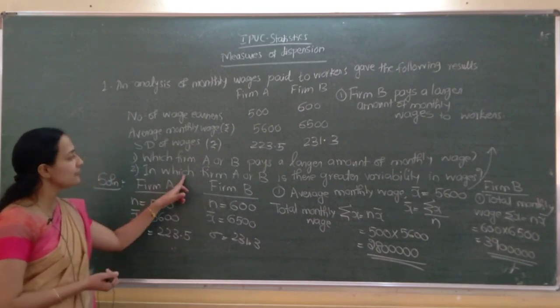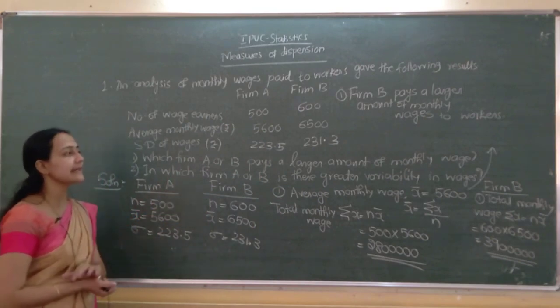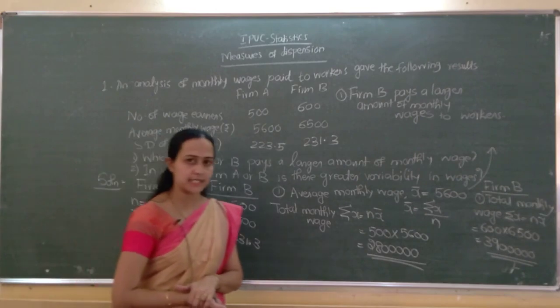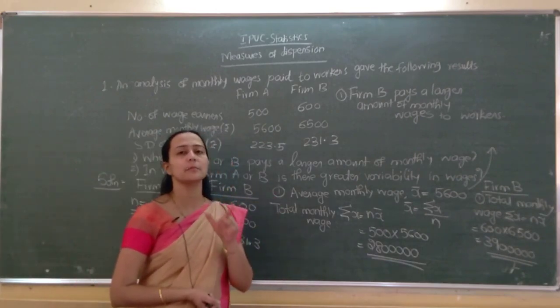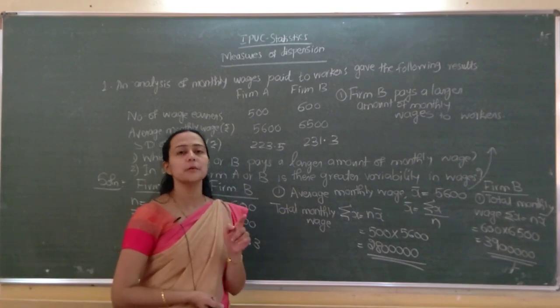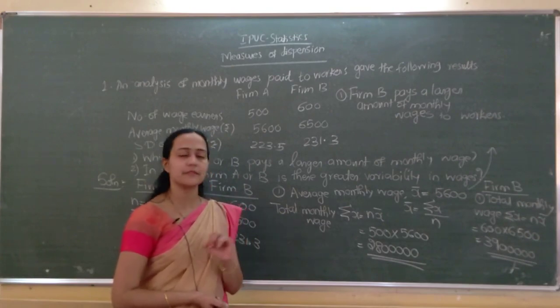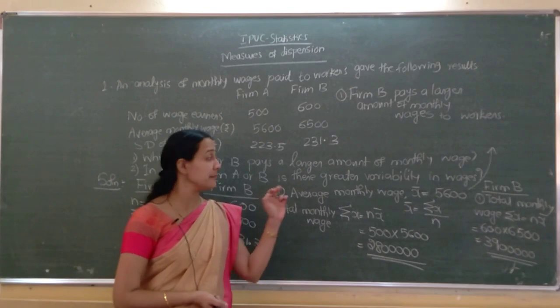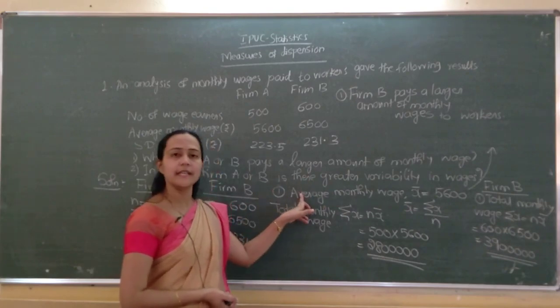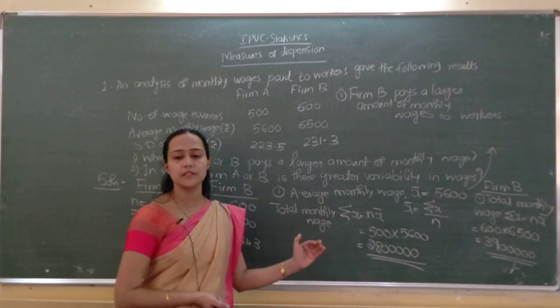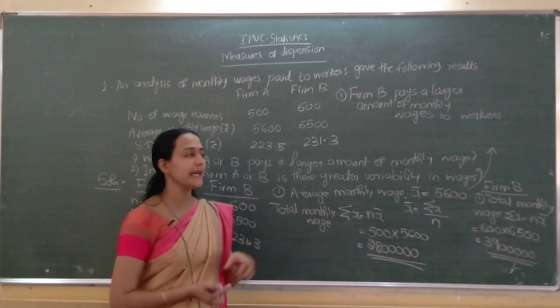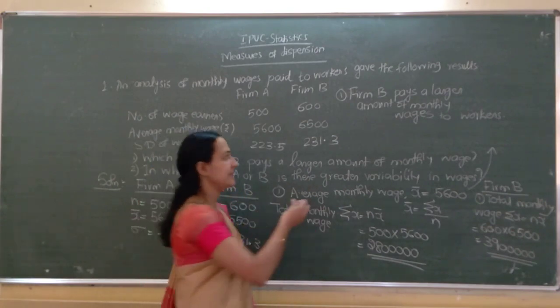See, in which firm, A or B, is there greater variability in wages? Means what? Greater variability. We have to compute variability. For computing variability, which measure of dispersion do we use? Yes, it is the coefficient of variation. So we have to compute the coefficient of variation of firm A. Next, firm B, isn't it?